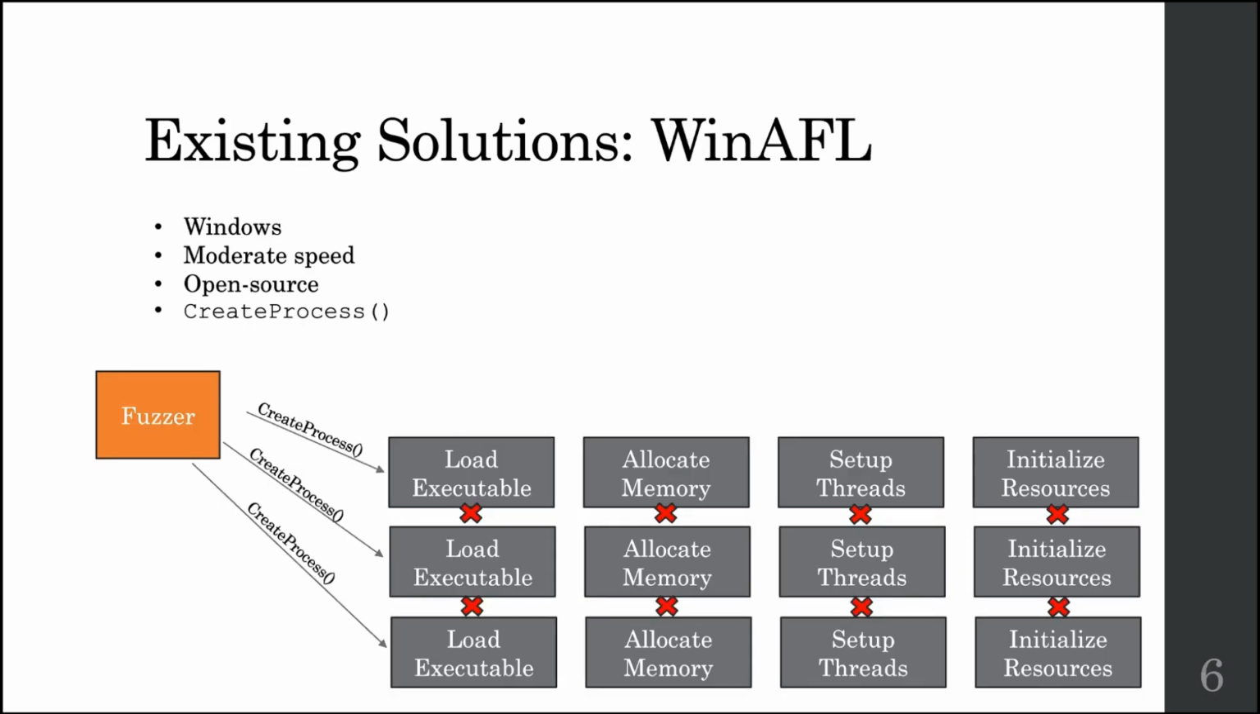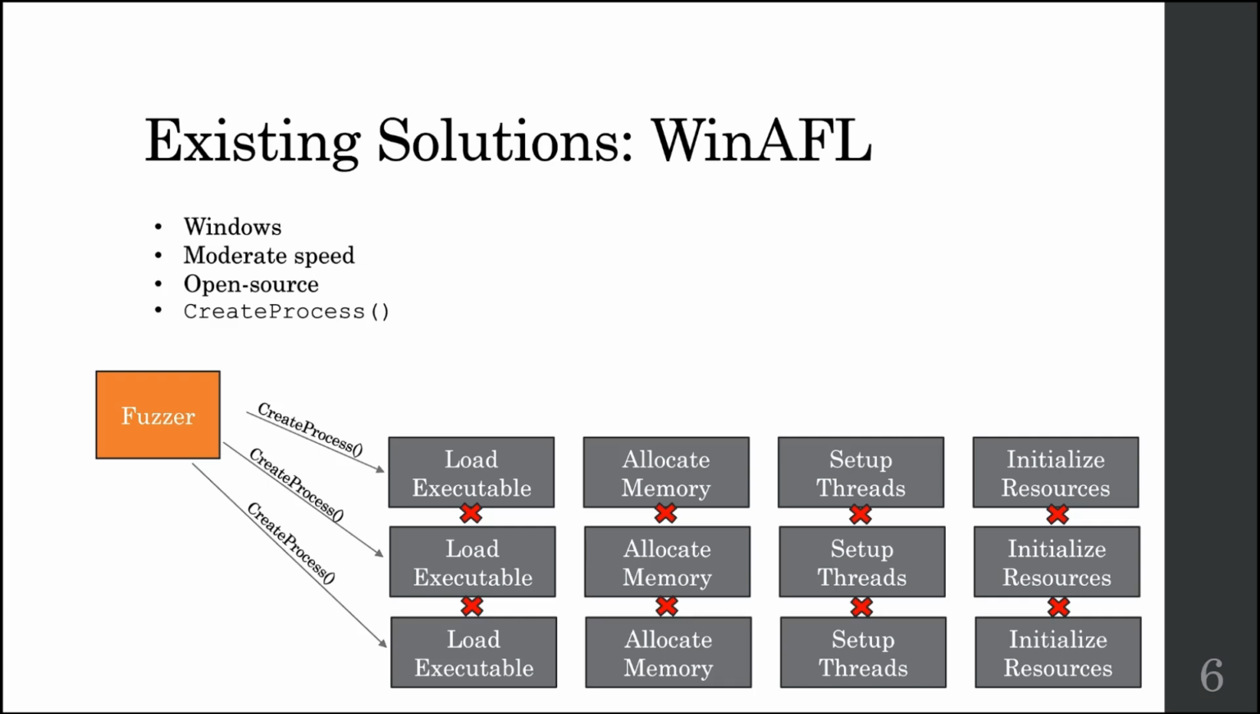The next fuzzer we'll look at is WinAFL. WinAFL on Windows is open source, but is much slower than AFL on Linux. It relies on the create process function, which is far less efficient and takes considerably more time than the fork system call on Linux. For each fuzzing input, the create process function creates a whole new process from scratch. So it has to load the executable, allocate the memory, set up threads, and initialize resources.